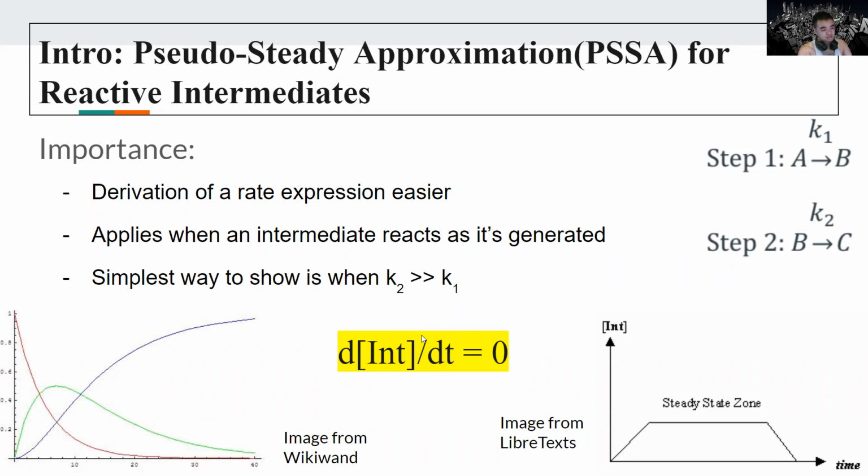And there are many equations for this. As you can see from this image from WikiWand that I found, the red shows the concentration of the reactants decreasing, whereas the blue shows the products increasing over time. And this image that I found off LibreText shows the steady state zone, increasing over time, then staying steady. That's pretty much it.